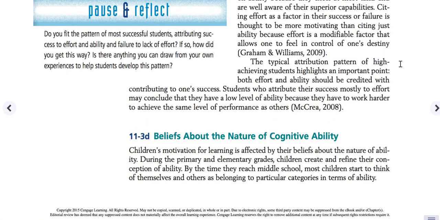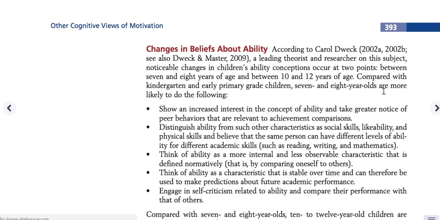Beliefs about the nature of cognitive ability. Children's motivation for learning is affected by their beliefs about the nature of ability. During the primary and elementary grades, children create and refine their conception of ability. By the time they reach middle school, most children start to think of themselves and others as belonging to particular categories in terms of ability. Changes in beliefs about ability.